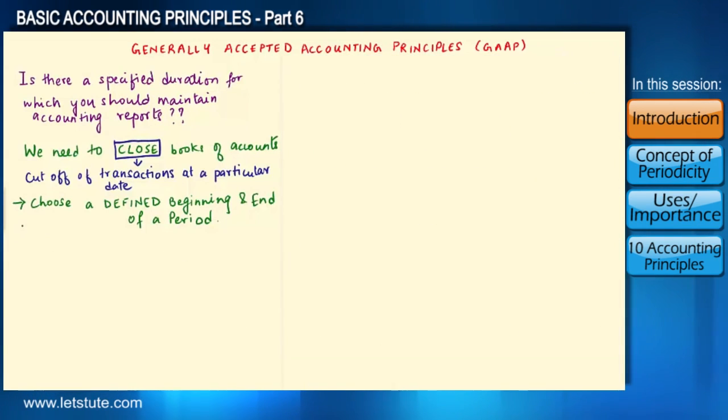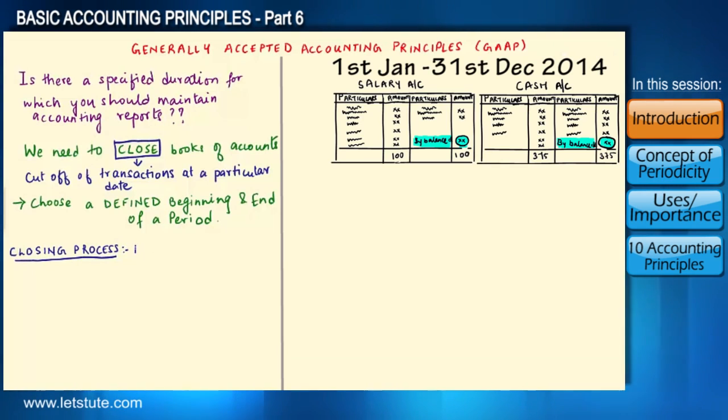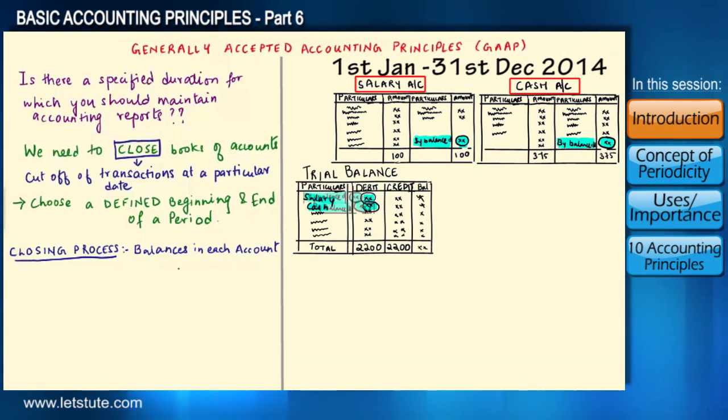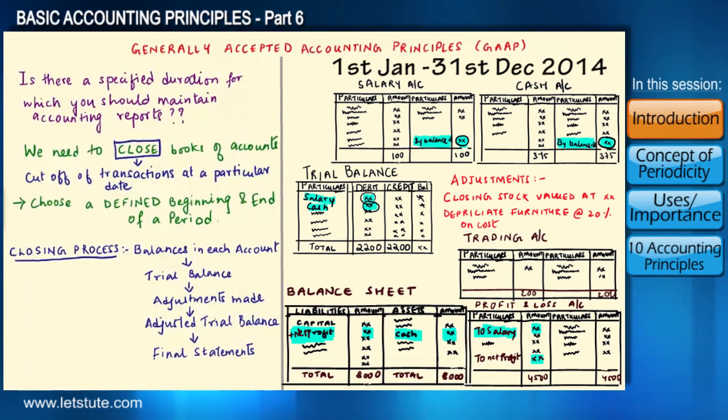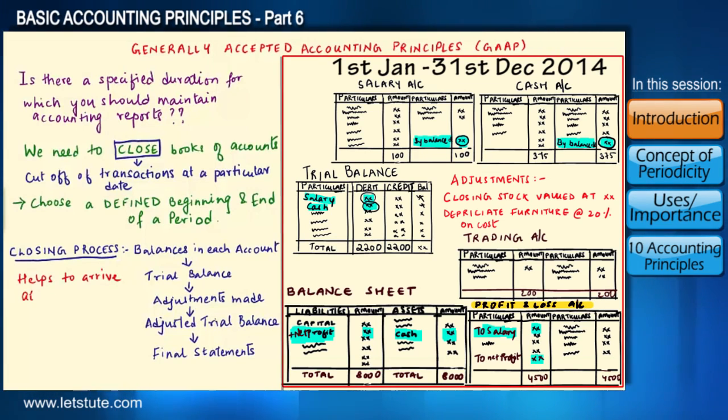so on. So in this closing process, what is actually done is all the balances of each account during this period are posted to a statement called the trial balance, and then adjustment entries are made, and finally these amounts are posted to the final statements of accounts, which then state the profit or loss of the business. This process helps us to arrive at results of our business activity during this particular period.